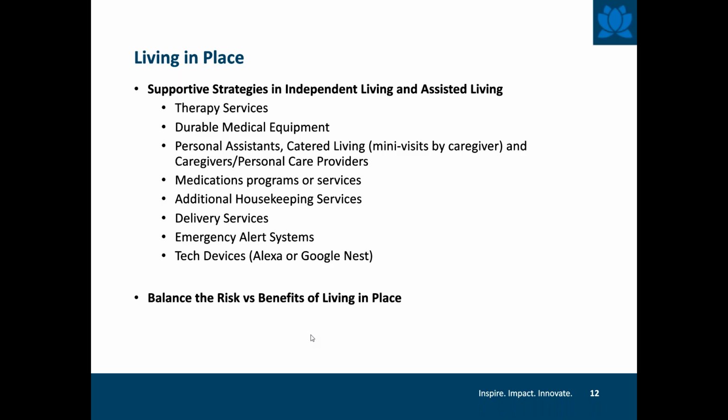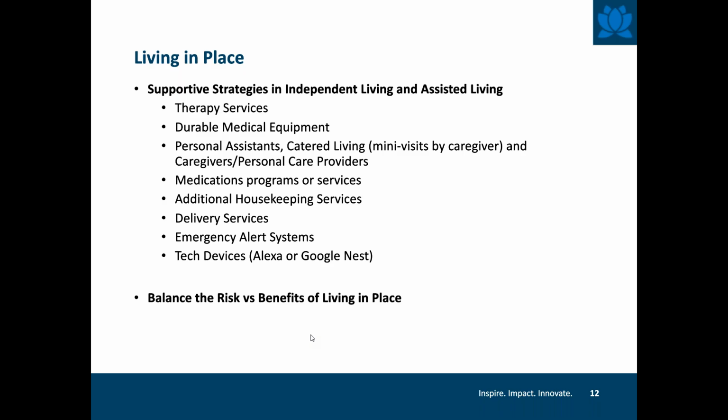We know that a lot of times our residents have a fall risk, for example, but we would maybe think about when they're at most risk for falls. So for catered living, perhaps someone comes in for mini visits. They could be as short as 30-minute sessions, perhaps, where they come in on Mondays, Wednesdays, and Fridays to provide supervision and assistance for showers, for example.